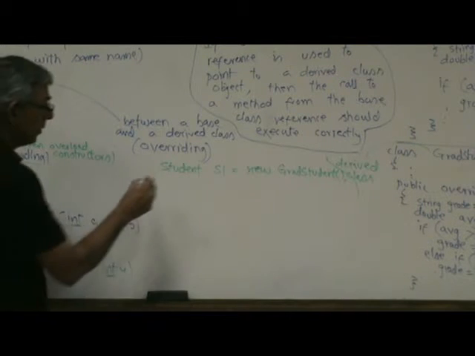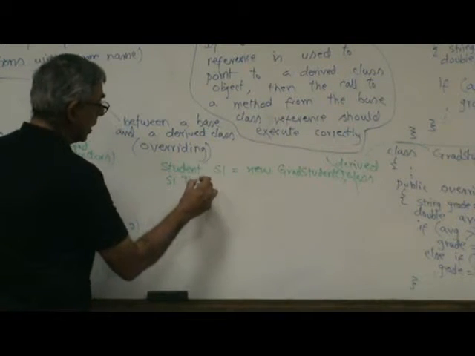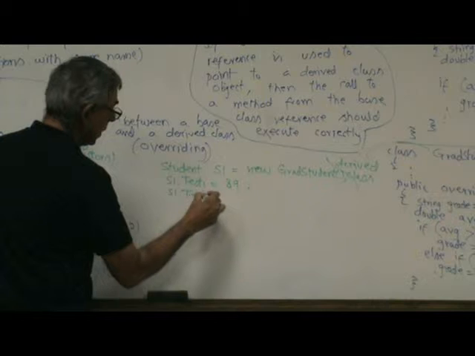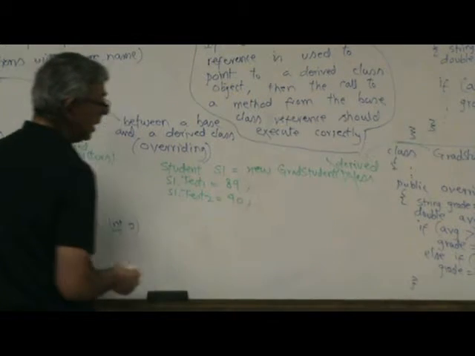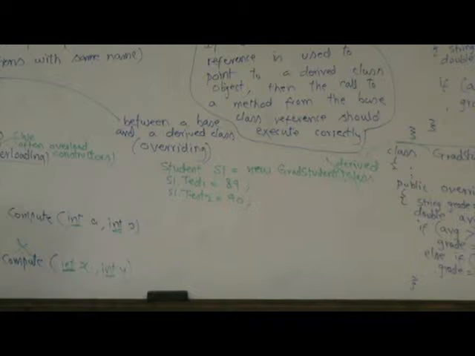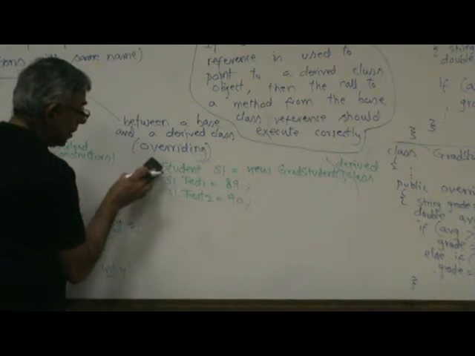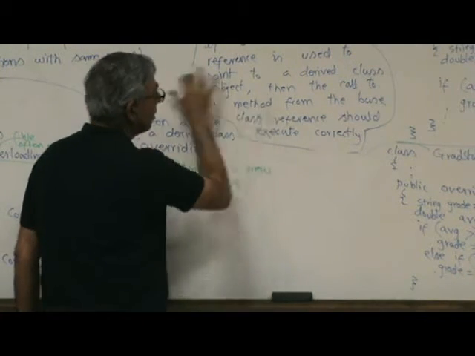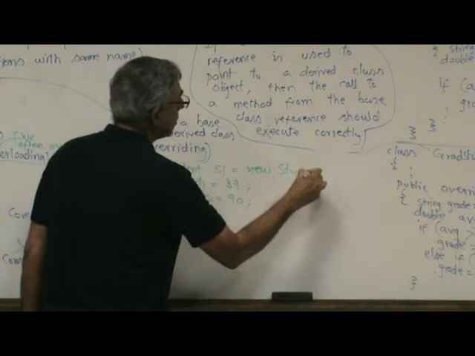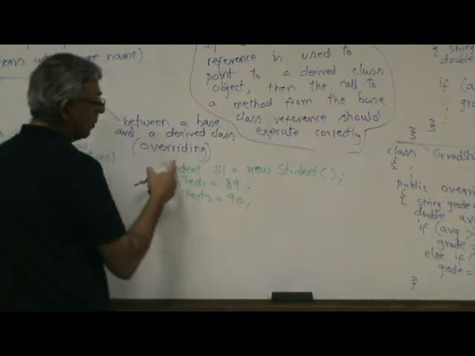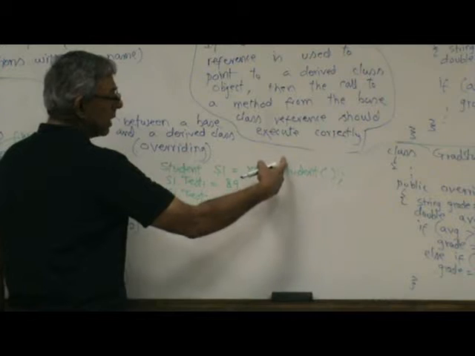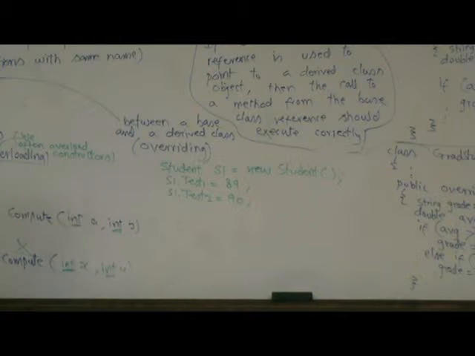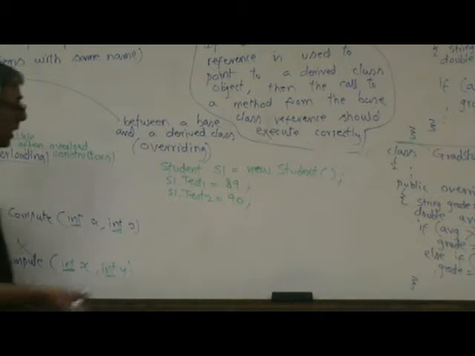Okay, so now suppose we do this: s1.test1 equal to 89, s1.test2 equal to 90, okay? So first let's test it this way. Suppose this is also a Student. So first let me not worry about polymorphism and show you. Okay, so we are creating a Student type. So the base class object is being created, and a base class reference is being used. If test1 is 89, test2 is 90.